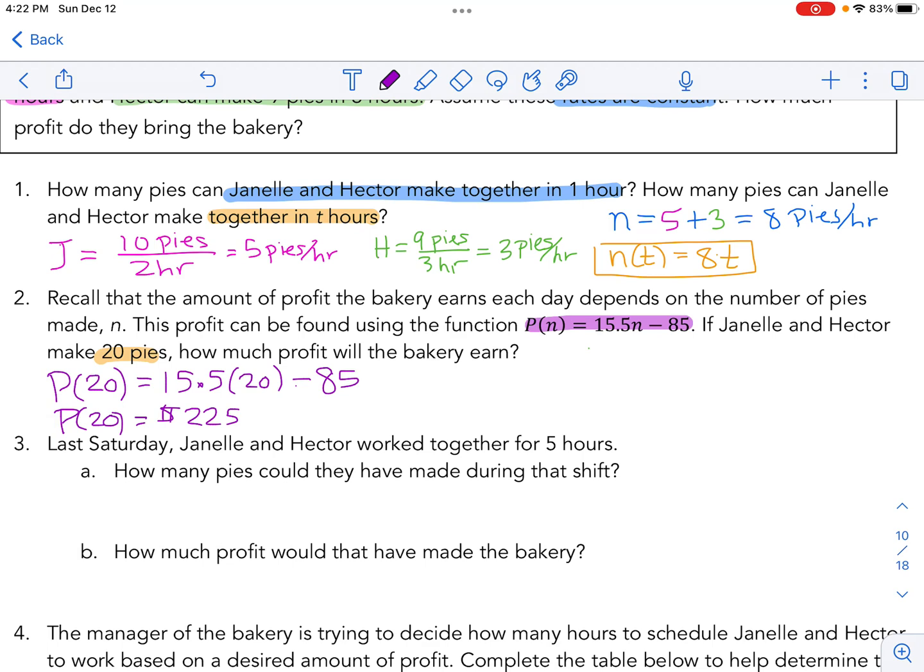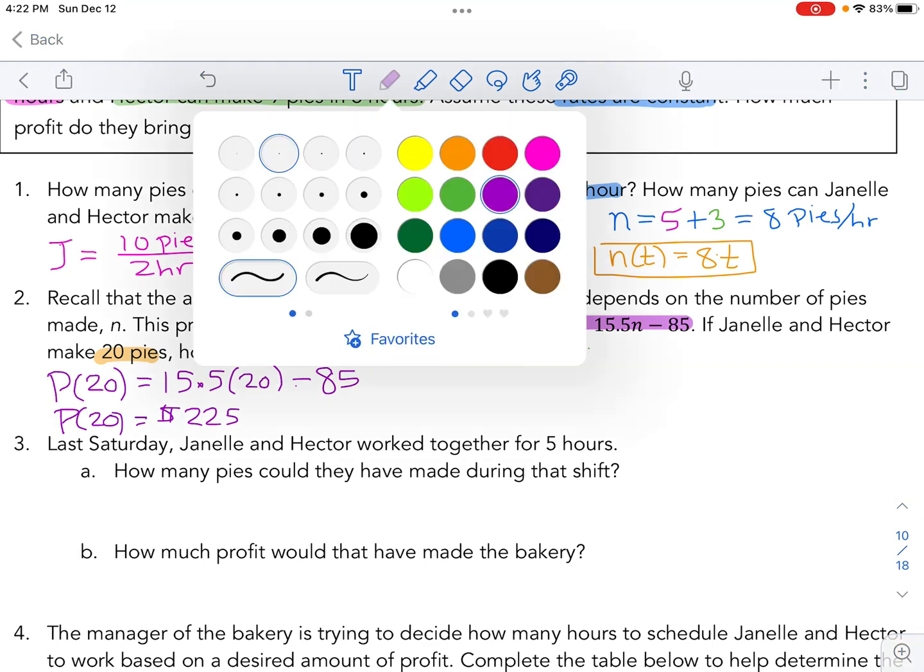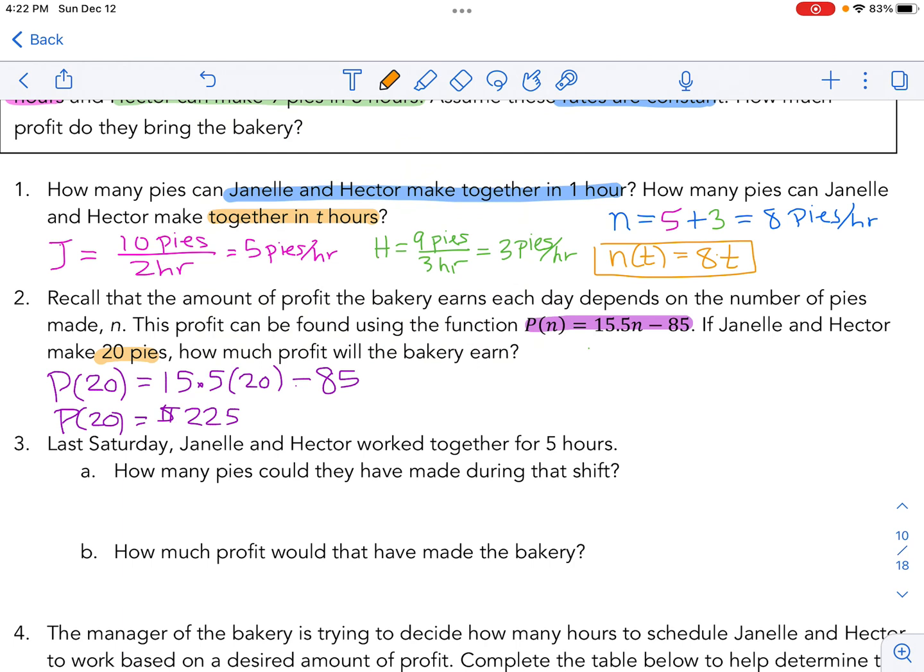So the storyline goes on. It says, last Saturday, Janelle and Hector worked together for 5 hours. How many pies could they have made during that shift? So going back to that pie function from number 1, we know that the number of pies that they can make together is 8t. And so if they are going to spend 5 hours making pies, then the number of pies they can make is 8 times 5, which is 40 pies.